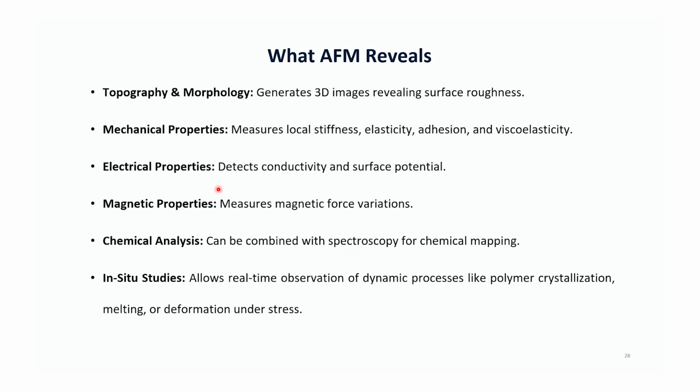Then electrical properties: it detects conductivity and surface potential. So AFM also detects the conductivity and surface potential. Then magnetic properties: it measures the magnetic force variations. Then chemical analysis: it can be combined with spectroscopy for chemical mapping also. So the chemical analysis can also be done through atomic force microscopy.